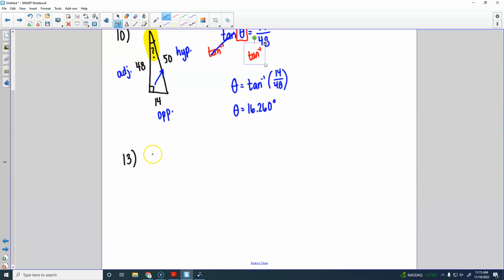So for 13, I've got 33, 55, and 44. And the angle that we're looking for is this one right down here. Alright, I'm going to do this to you guys right now just as we're going over these. Let's pretend that we don't know that this is 44. We're just pretending that we don't know it's 44.